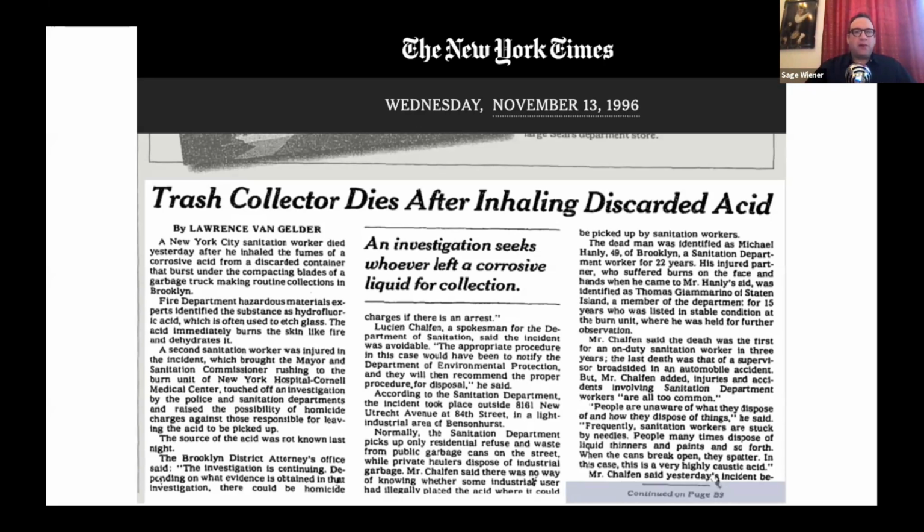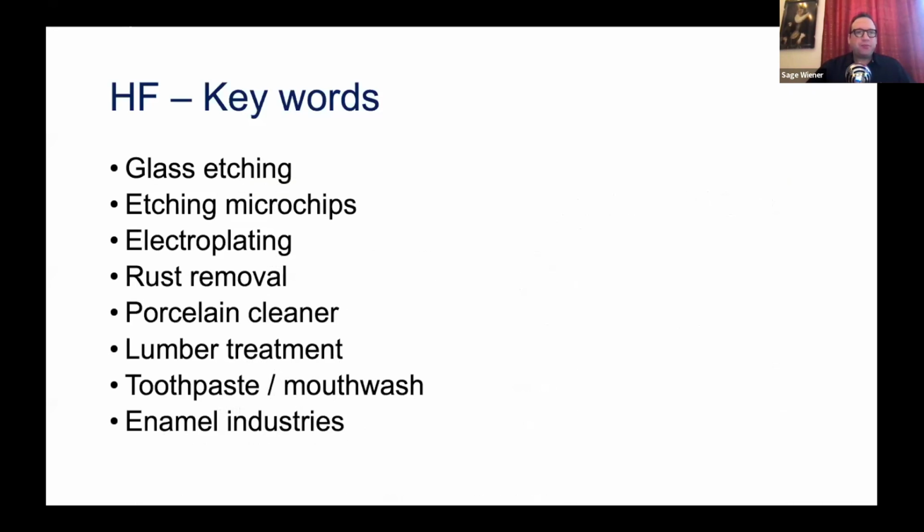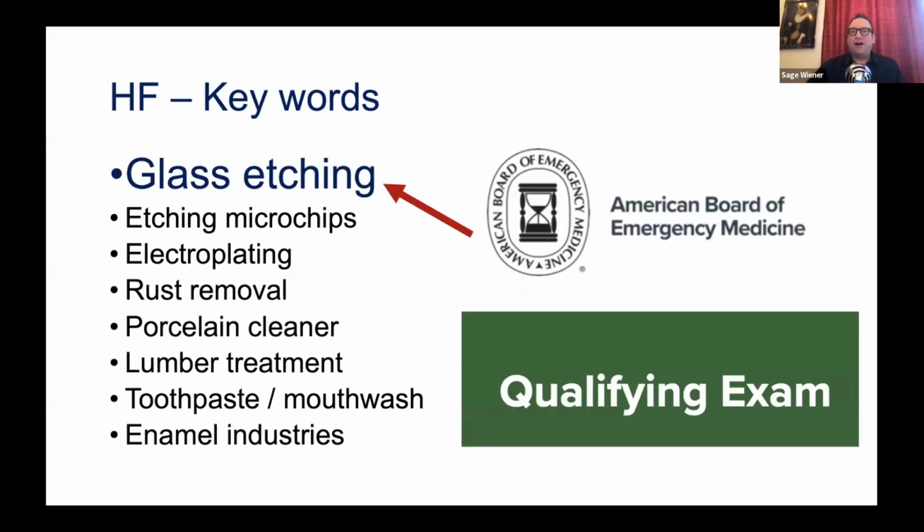And the important thing about HF is it's more of a poison and less of a caustic. And I'll talk about why that is in a moment. So HF comes up a lot. There are some key words that should make you think about it and suspicious about HF. The biggest one for your board exam or your shelf exam is glass edging. That's a common one that they love to ask about.